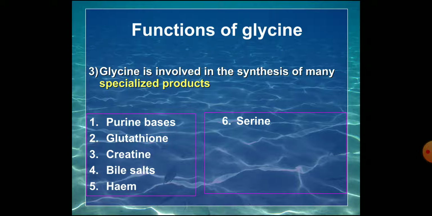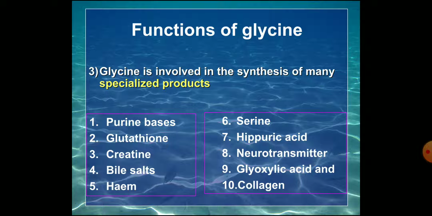Actually, the first step in heme synthesis utilizes glycine. Then serine is formed from glycine. Hippuric acid is a conjugated substance formed by glycine with benzoic acid. Glycine also acts as a neurotransmitter. Glycine produces glyoxylic acid during metabolism, and 30% of the amino acids in collagen are glycine. So the usual question is the important specialized products formed from glycine.